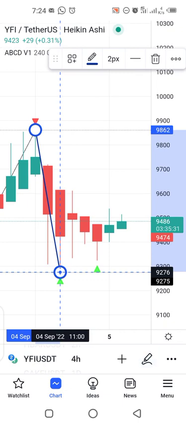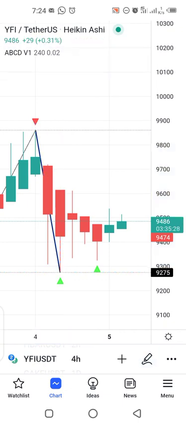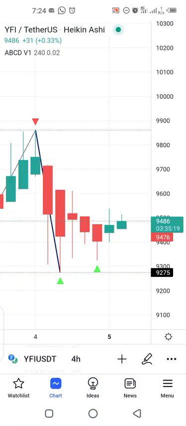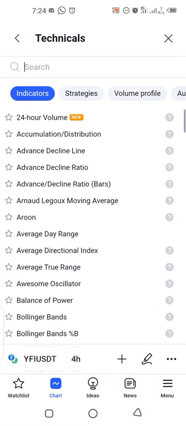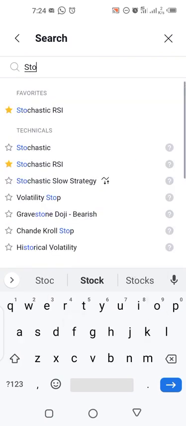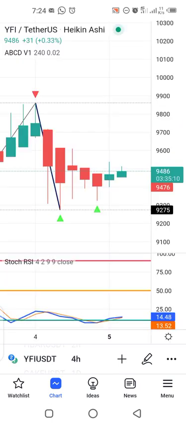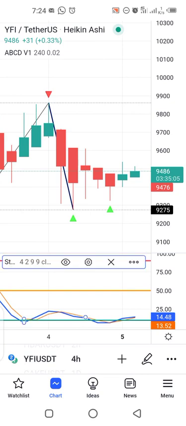Now, after we have drawn our trend line, we are going to go to our next lesson, which is to go through the settings of the indicators. So FX indicators, and we type in the word stochastic RSI. There we go, and this is our stochastic RSI. Now we are going to go into the settings of the stochastic RSI. So once it comes up, you tap on the name.